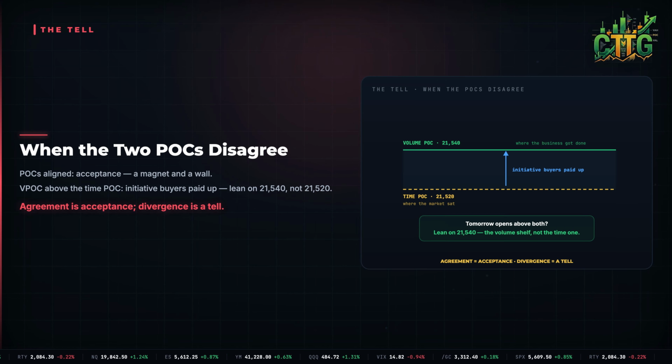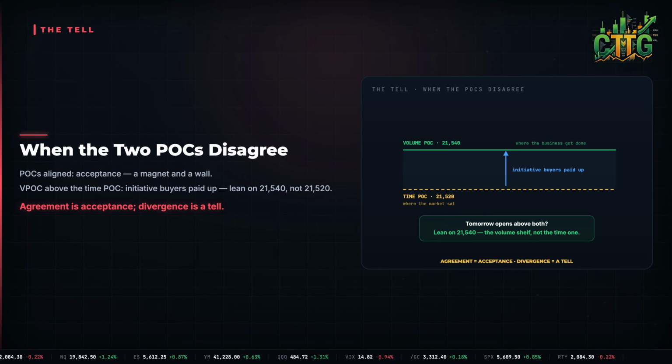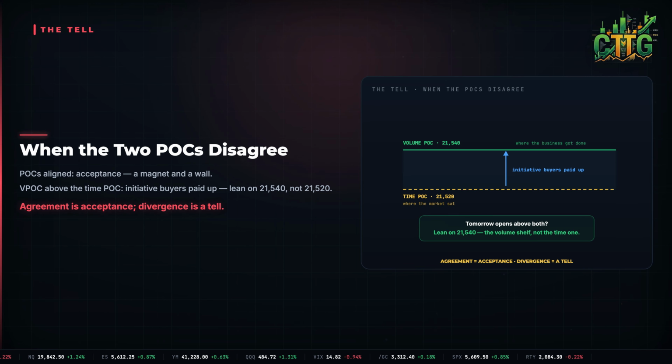Divergence is a tell. Still ahead, the 4-day shapes and the letter pattern that warns you a quiet morning is about to trend.